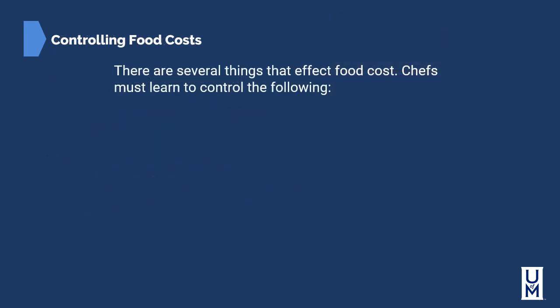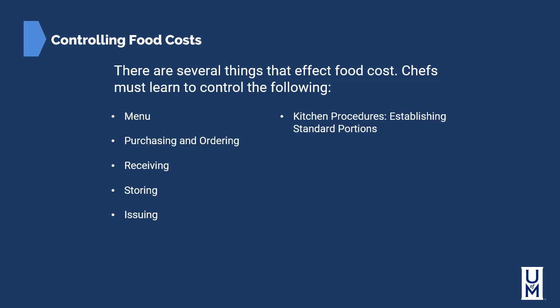There are several things that affect food cost. Chefs must learn to control the following: menus, purchasing and ordering, receiving, storing, issuing, kitchen procedures establishing standard portions, kitchen procedures managing waste, sales and service.